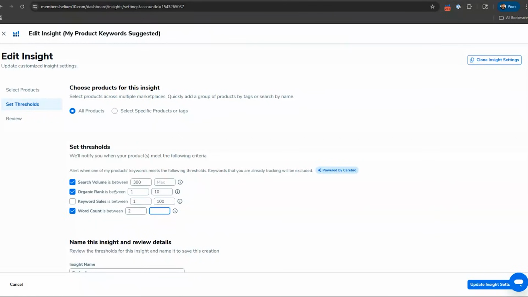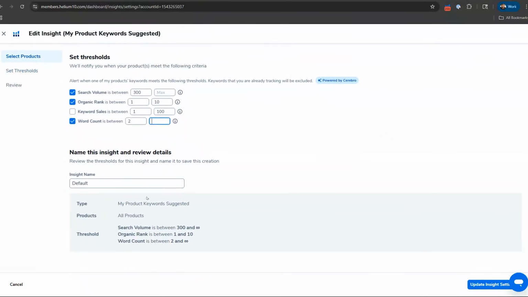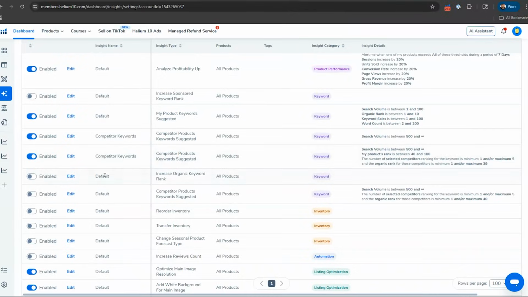I don't care about the keyword sales, but I'm just saying, hey, if I am not tracking a certain keyword on all of my products, or maybe a specific product, maybe I have different thresholds I want to do, give me a notification, and that's what it's going to do. So anytime I'm ranking for a keyword that I'm not already tracking, it is now going to tell that to me. All right. So that's for my products.